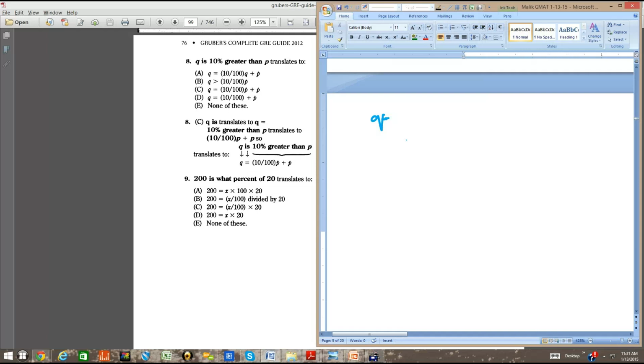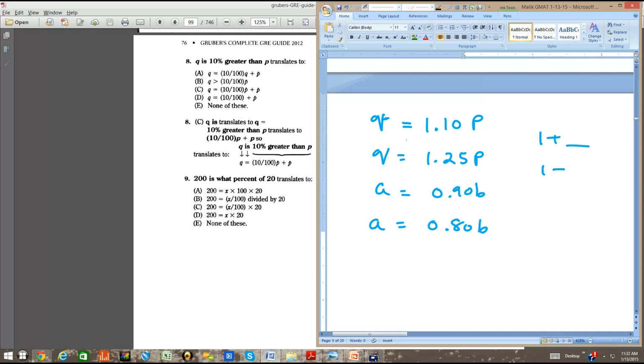So I tell my students to think of it this way. Don't worry about the answers here. Q is equal to 1.10P. So when something goes up 10%, you multiply with 1.10. When something goes up 20%, you multiply with 1.20. When something goes down 10%, you say A equals 0.90B. That's 10% down. When it goes down 20%, you say A equals 0.80B. So you just do 1 plus something or 1 minus something. It makes questions much easier if you look at it this way.